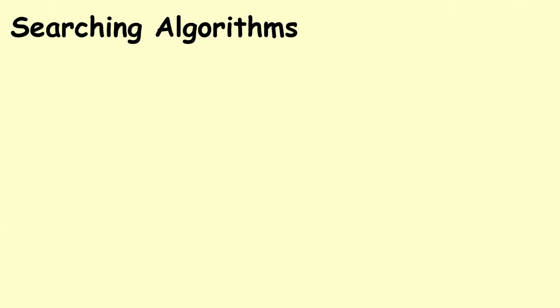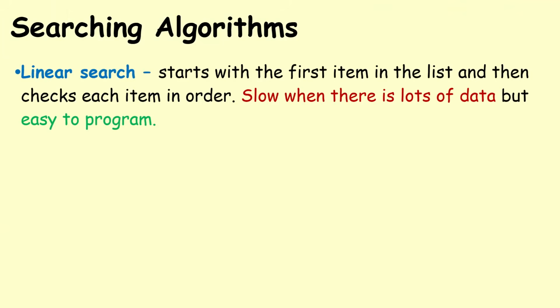For searching algorithms, we need to know about a linear search and a binary search. We're going to start with linear, so it starts with the first item in the list, and then it checks each item in order. It's slow when there's a lot of data, but it's quite simple to program.